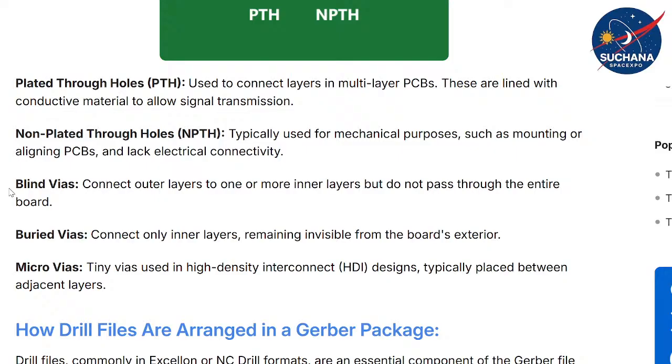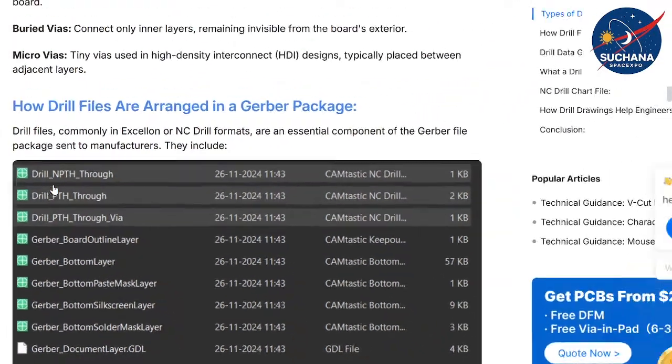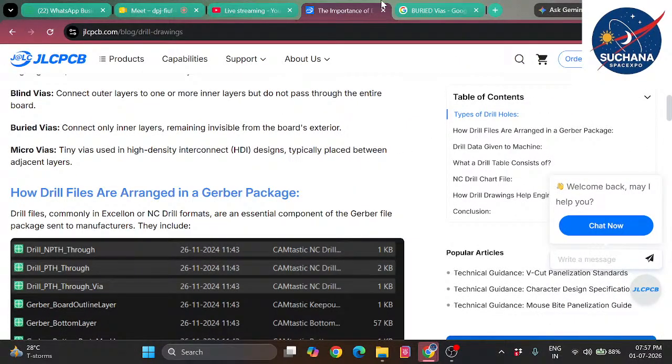But the blind via is visible from the external layers, and it not necessarily should pass through the entire board. There is no such necessity. Yeah, so I'll show you the images.